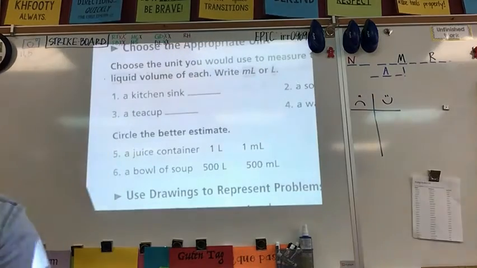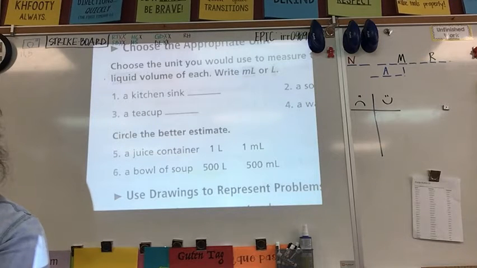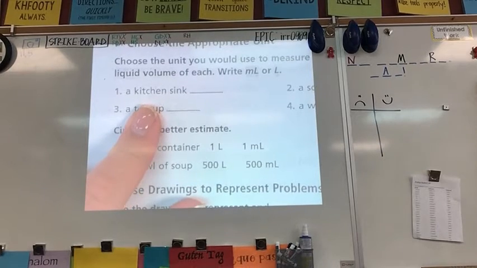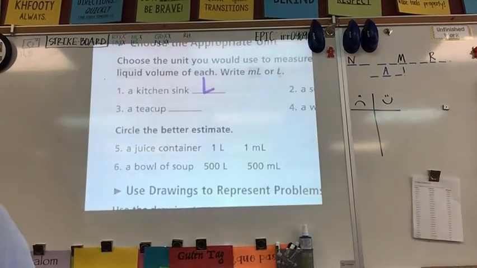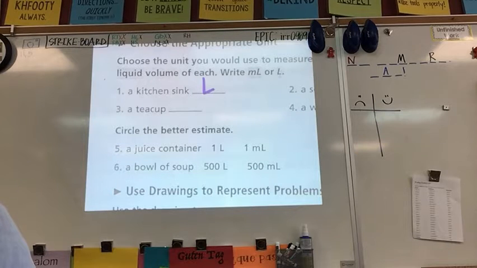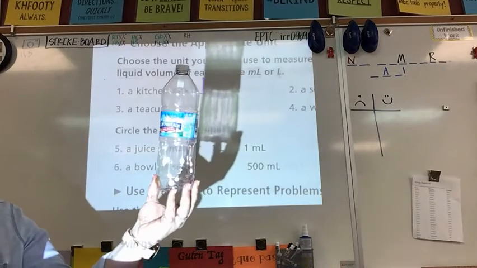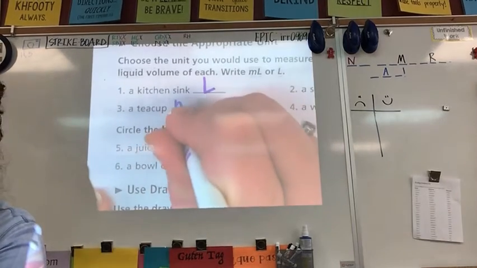Let's start with my kitchen sink. And I'm going to go ahead and call my random friends of the room. So I'm looking for mathematicians that are participating, my rock star math geniuses. Kitchen sink, liters or milliliters? Rylan. Liters, right? I don't want to just do drops of water at a time in my sink. That would take forever. What about a little teacup? Maddie. So if I have one little teacup to drink out of, am I going to fill it with these? Nope, I will probably use milliliters. Good, because that's a tiny one.